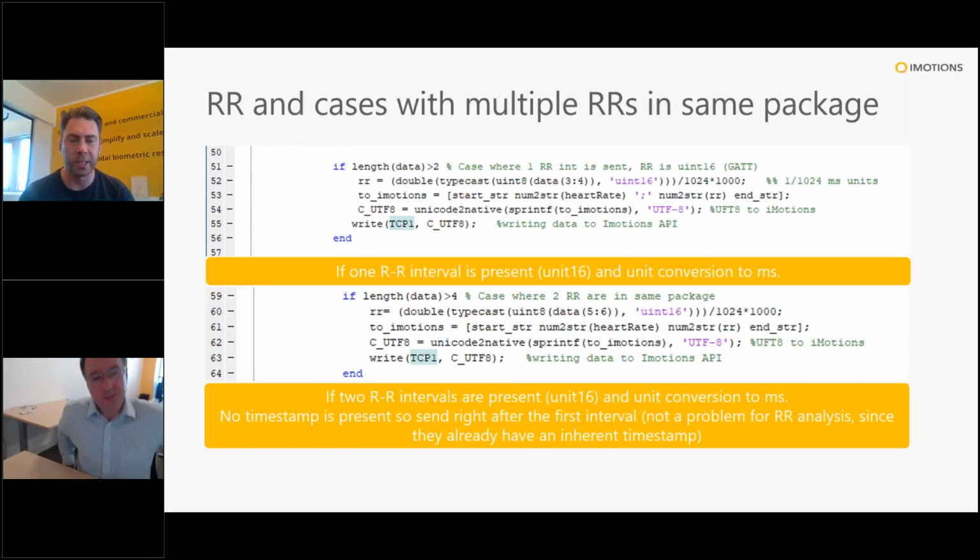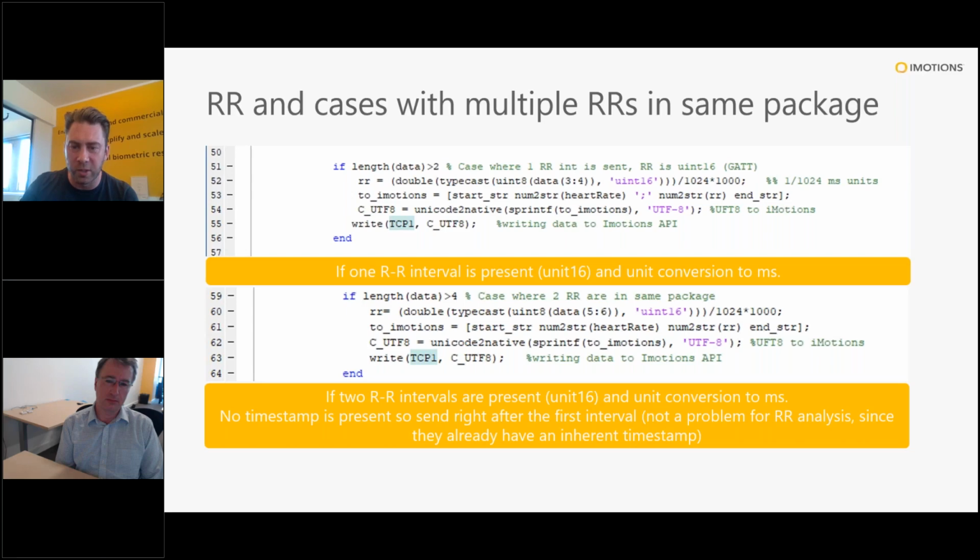Some devices, and in particular the Polar device, will also send RR data. There's a chip on the belt that processes the ECG in real time and from that derives the RR interval, and that's sent as a 16-bit unsigned integer. I'm converting that to something I can send to iMotions, and then passing that to my complete string and sending it along with the heart rate data.